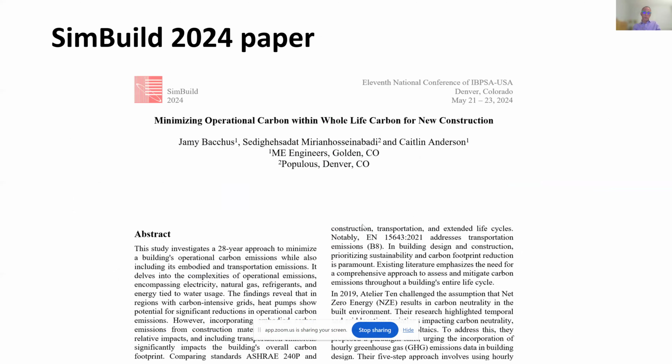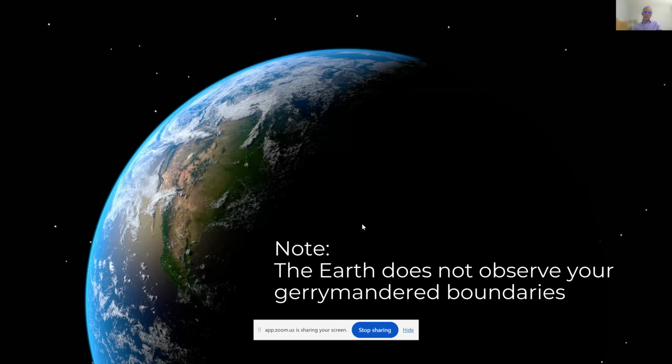So this is the paper. Hopefully IBPSA publishes it on their website soon, for those who weren't at the conference to get it. And as a final reminder, the Earth does not care about your gerrymandered carbon boundaries. And with that, I will turn it over.